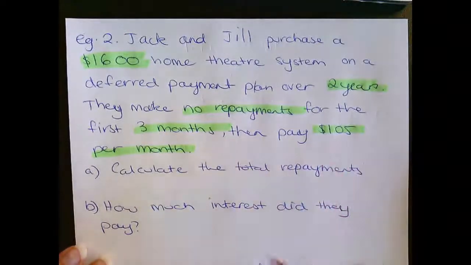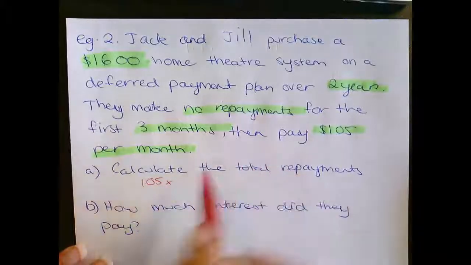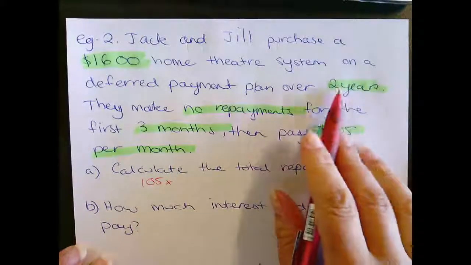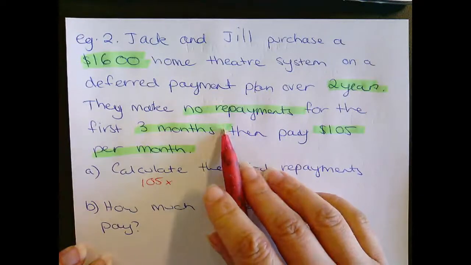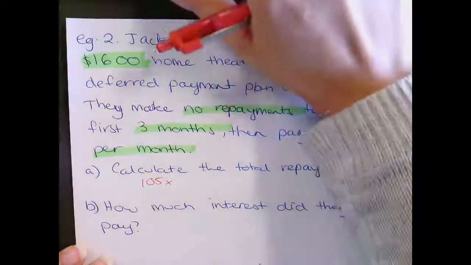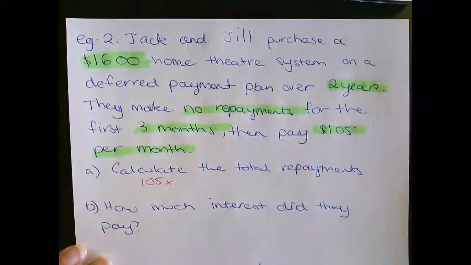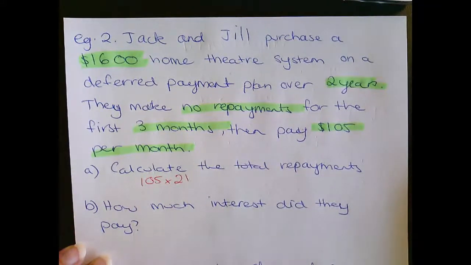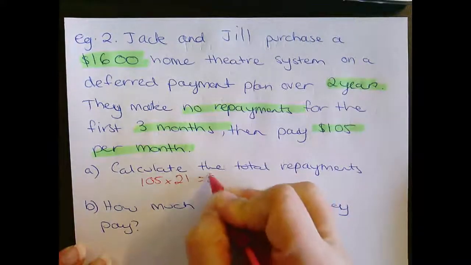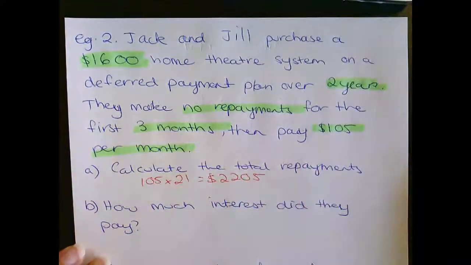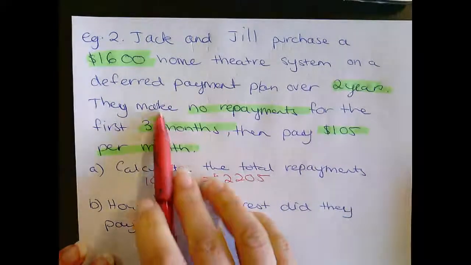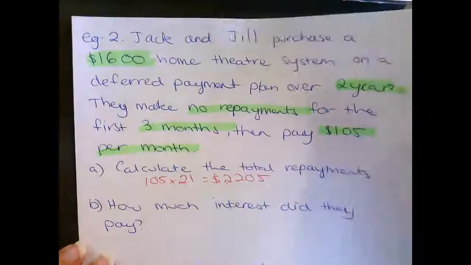So what are they actually paying? They're paying $105 per month over 2 years, but remember the first 3 months there's no payments made. 2 years is 24 months. Take off 3 months, there's 21. So they're paying 21 lots of $105, so $2,205 in total for a $1,600 home theatre system they'll be paying.